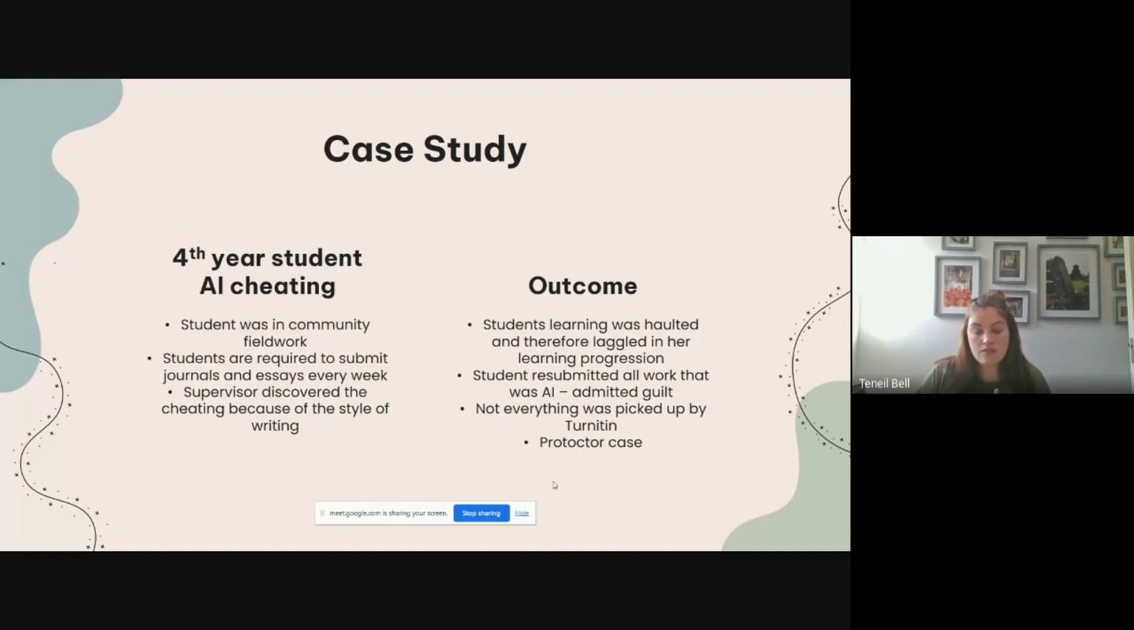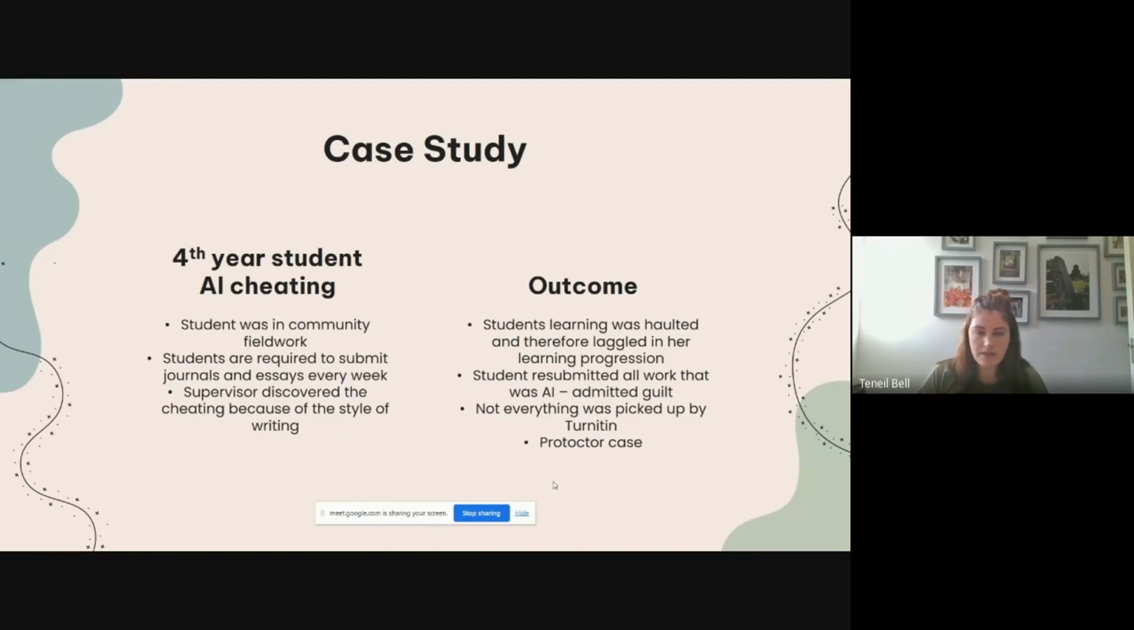The supervisor for the student discovered AI cheating because of the style of writing from the student. All of a sudden, the student's style of writing became very academic, using words even some of us didn't know. That's how we picked it up. So it was really important for us to know what our students are capable of and to make those links so that we can pick up when AI is being used incorrectly. Because the problem is, and I'll show you now, that Turnitin doesn't always pick it up that well.